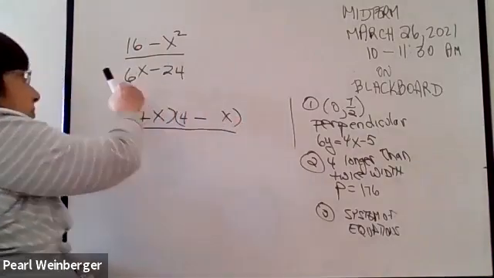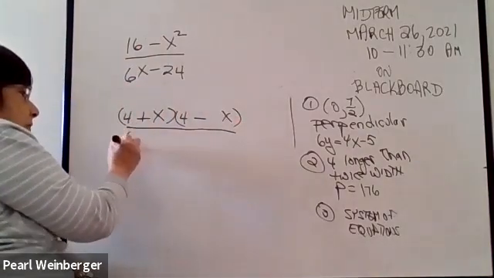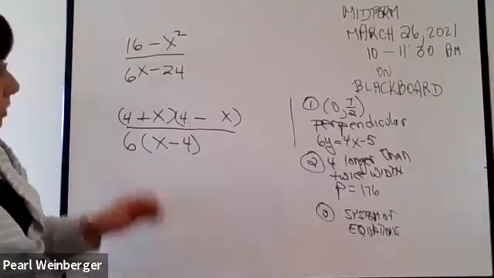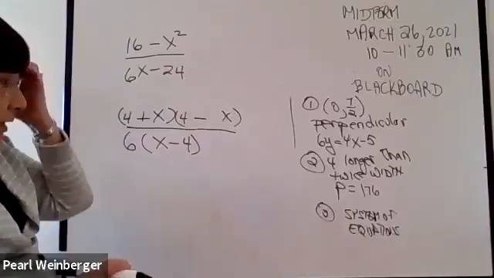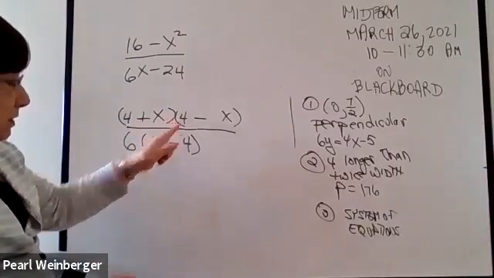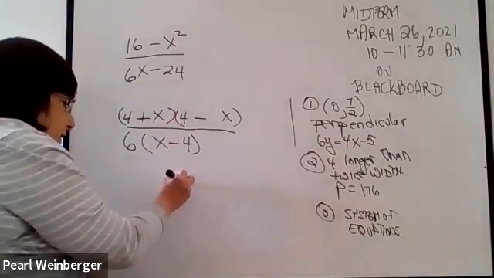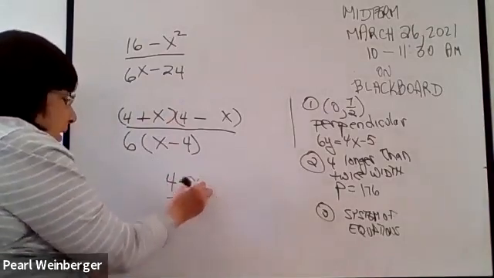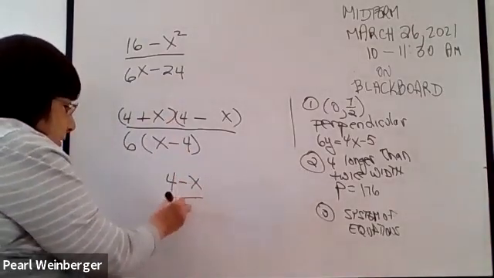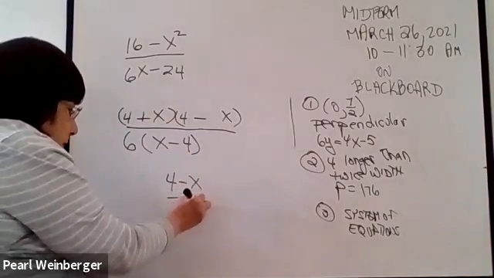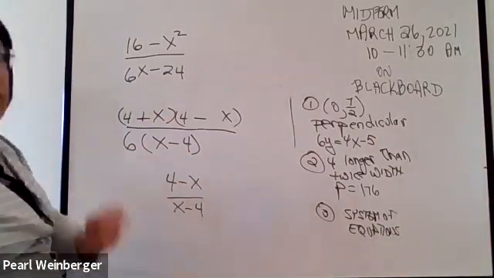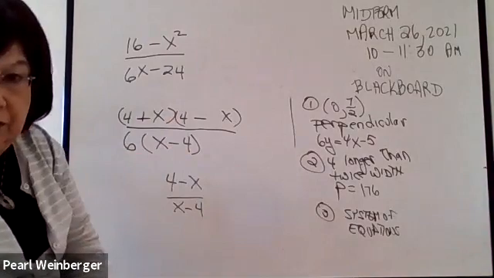If I factor the denominator, my common factor again is 6. This becomes 6 times x minus 4. Okay, but what I see on the top is a 4 minus x, and on the bottom I see an x minus 4. Are those exactly the same?